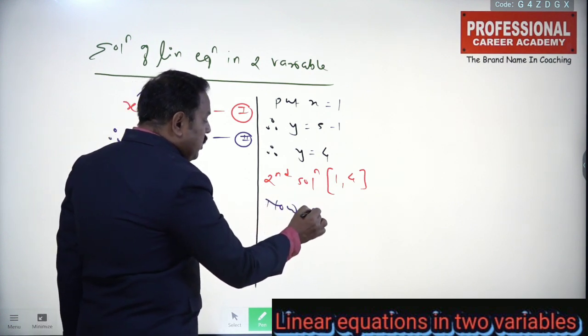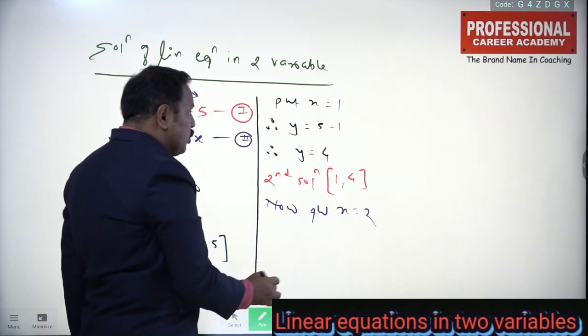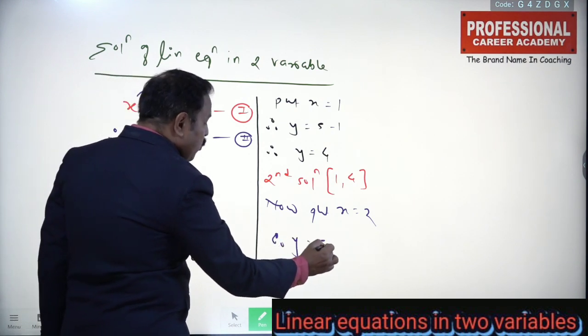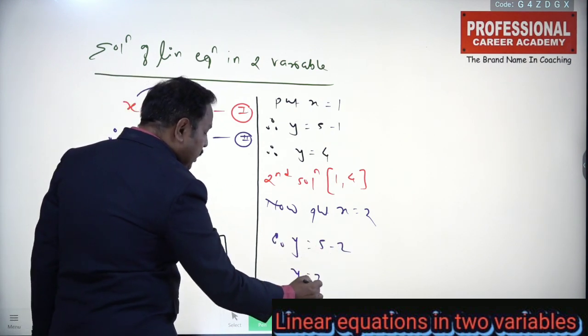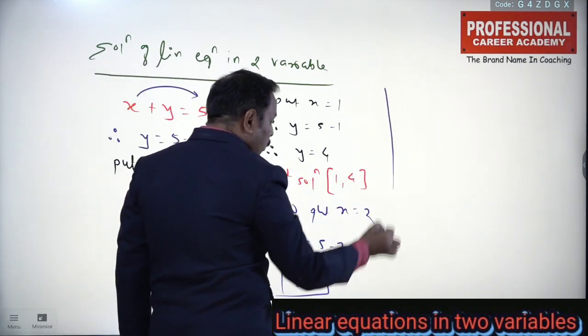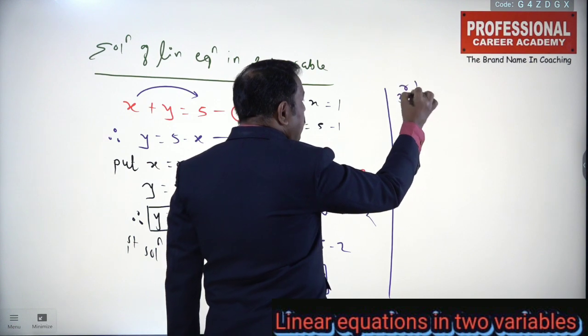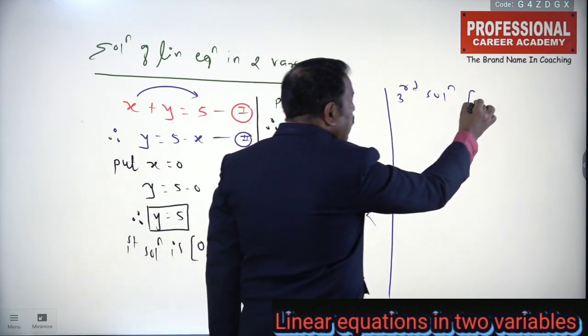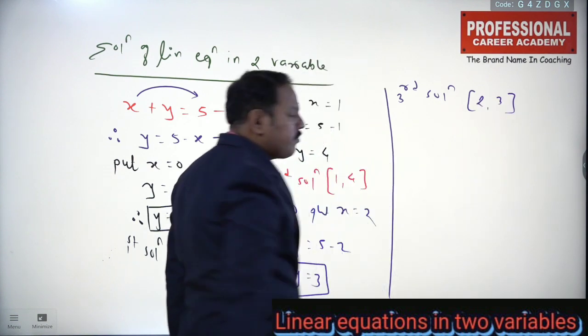Now put x equal to 2. So if we put x equal to 2 here, therefore what is y? y is equal to 5 minus 2. So y is equal to 3. Okay, we got the third solution. So therefore what is the third solution? Third solution is x equal to 2, y equal to 3.